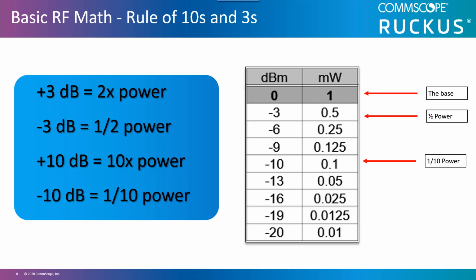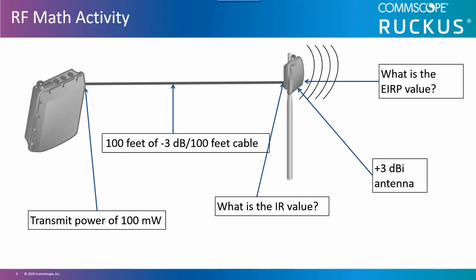The result would be 1/10 of the original power. So it would be a much weaker signal. That's one of the reasons when we're dealing with relative values on client devices, you see them measuring signal strength in negative dBm numbers.